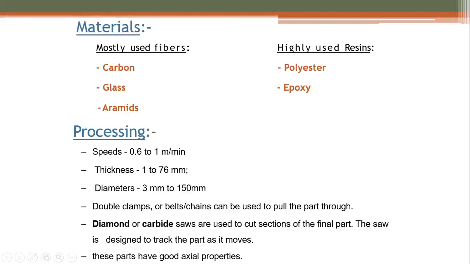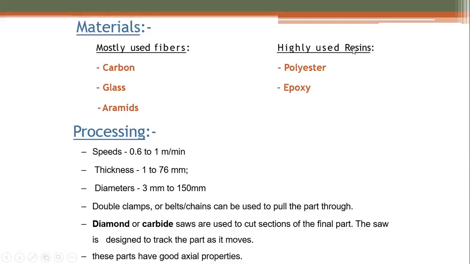Next is the materials used for the pultrusion process. Two types of materials are used: the first one is the resin and the second one is the fibers. The mostly used fibers are carbon, glass and aramids, and the highly used resins are polyester and epoxy. So these are the mostly used materials.